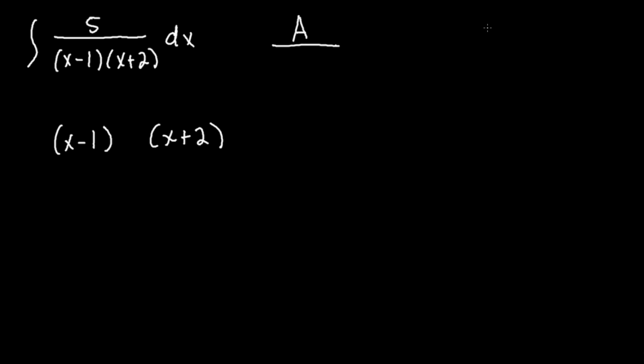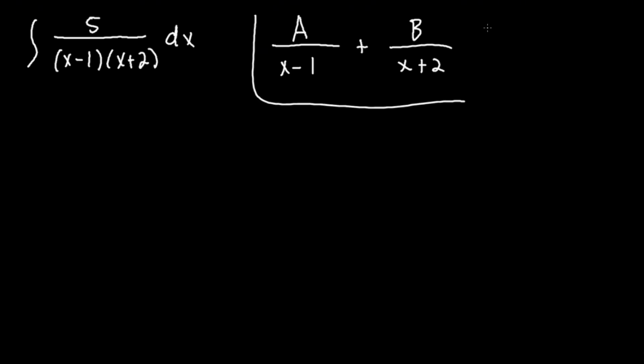The next step, you write down A. It could be any letter, to be honest with you, but usually people use A, B, and C, and D in order. But you write down A over one of the factors, plus B over the other factor in your denominator. Okay, now that you have this format, really the next steps are logical.